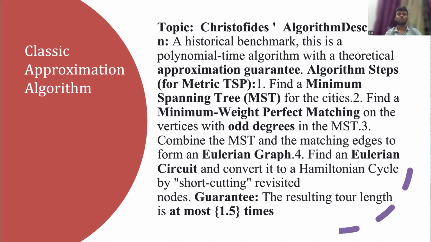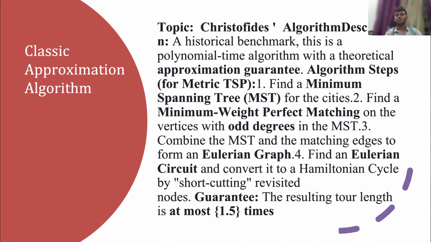Classic approximation algorithms. Topic is Christofides algorithm. Description: a historical benchmark. This is a polynomial time algorithm with a theoretical approximation guarantee. Algorithm for metric TSP: 1. Find a minimum spanning tree, MST, for the cities.